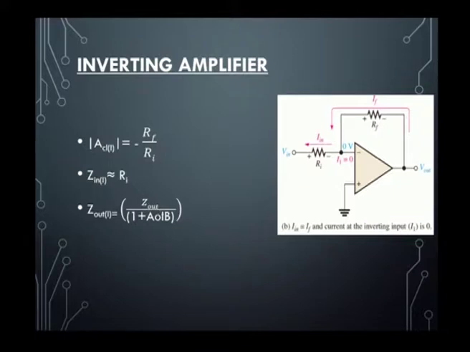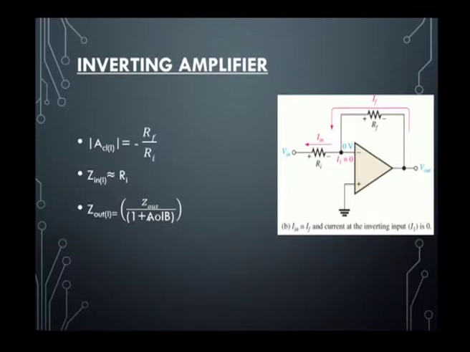In the inverting amplifier, the supply is given to the inverting terminal and the non-inverting terminal is grounded. For a closed loop, the inverting terminal has a series input resistor RI and also a feedback resistor RF. From the figure we can observe RF and RI and also Vin given to the inverting input. The closed loop gain for inverting is equal to minus RF divided by RI, the input impedance is equal to RI, and the output impedance is equal to Zout divided by 1 plus open loop gain times B.